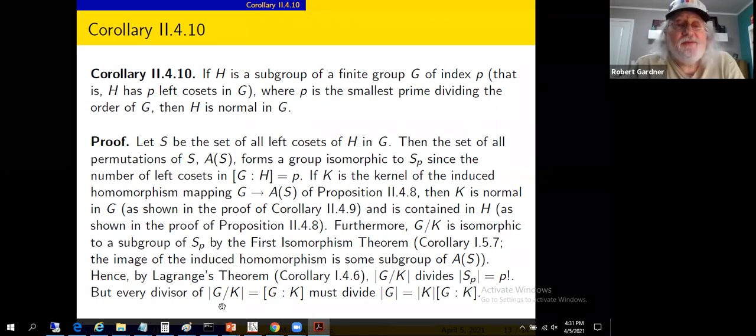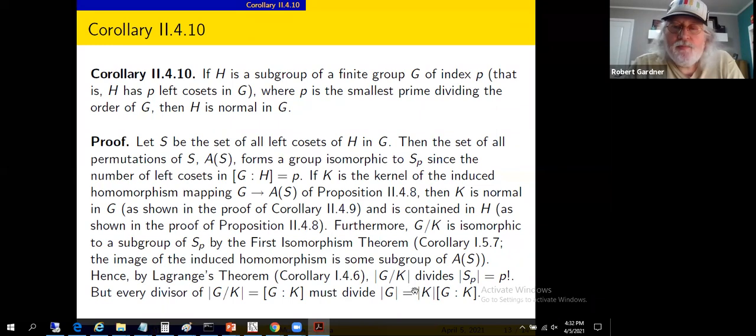Also, the order of G mod K, that is the index of K in G, must divide the order of G itself, because the order of G, also by Lagrange's theorem, is the order of K times the index of K in G. It's the size of that kernel times the number of cosets of that kernel in G, the index.